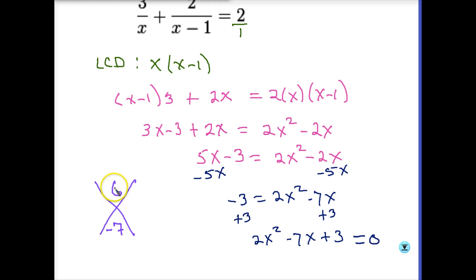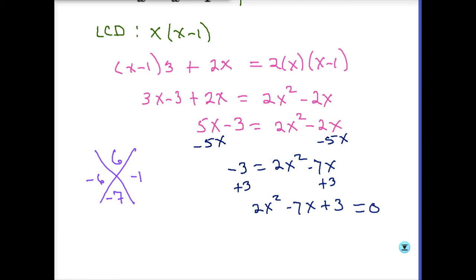Okay, what times what is 6 that adds to be negative 7? Well, negative 6 times negative 1 gets us positive 6, and negative 6 plus negative 1 will get us negative 7. All right, so now we know how to split up our middle term. We split it up into negative 6x and minus 1x. We still have the plus 3, and we still have the 2x squared. But now I have my two groups that we were talking about before.